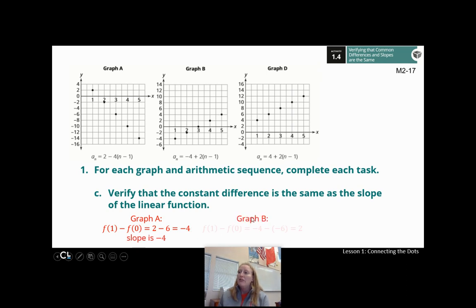I did the same thing for B. I subtract my first term minus my y-intercept. My first term is negative 4, but when I looked at my function, my y-intercept was a negative 6, and so when I subtracted those, I got a positive 2. My slope is 2. Same thing with graph C. My first term is 4, but when I look at my function form, my y-intercept was 2, so 4 minus 2 gives me my slope, which is 2.